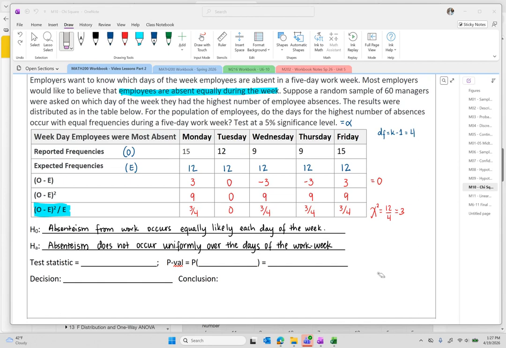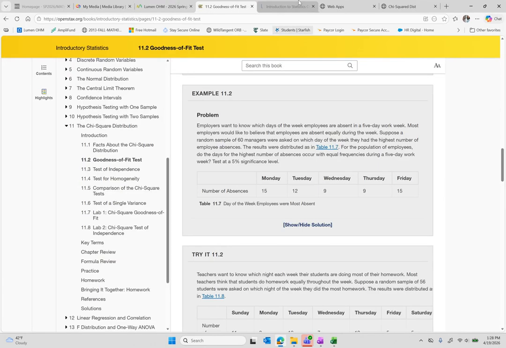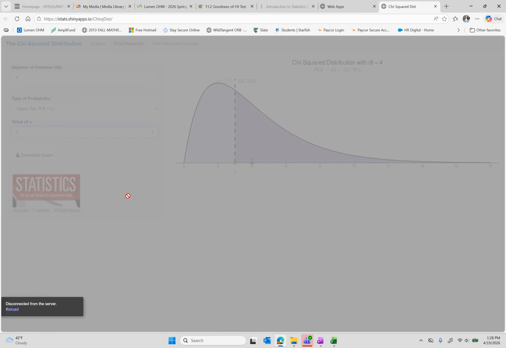If you remember, the chi-squared test statistic is the sum of those Pearson residuals. So if I add 3/4 plus 0 plus 3/4 plus 3/4 plus 3/4, I would have found my test statistic chi-squared to equal 12/4, or 3. So my test statistic is equal to 3, and then I want to go to the chi-squared distribution.